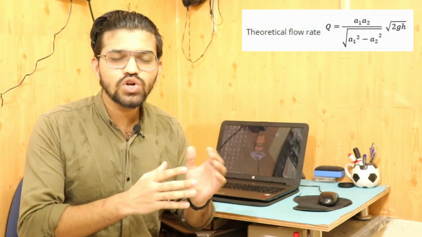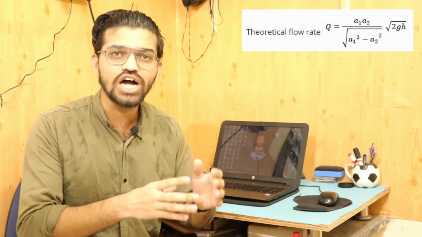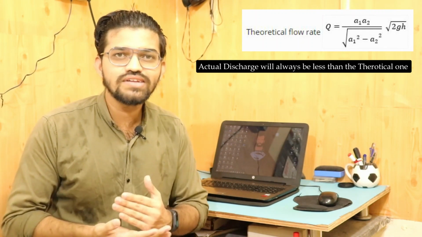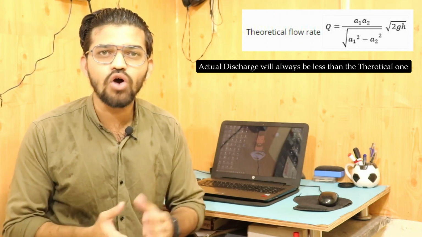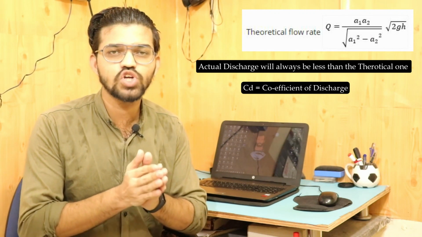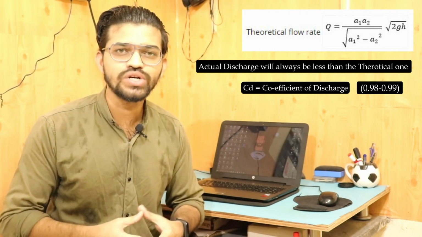This calculated discharge will be more than the actual discharge. The actual discharge will always be less than the theoretical discharge. This is the reason we take into account the coefficient of discharge. The value of the coefficient of discharge varies between 0.98 and 0.9n. It will always be less than unity.